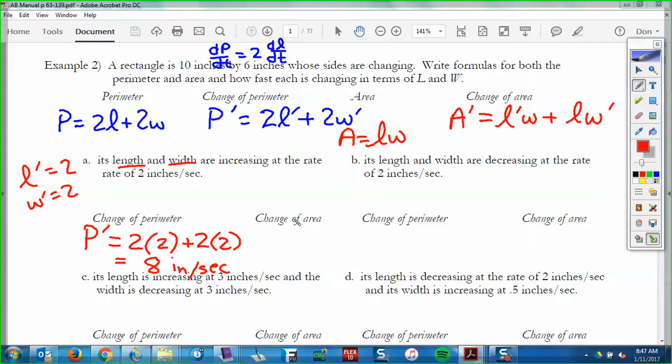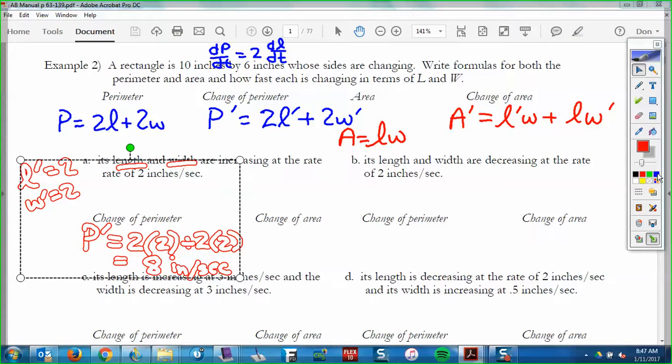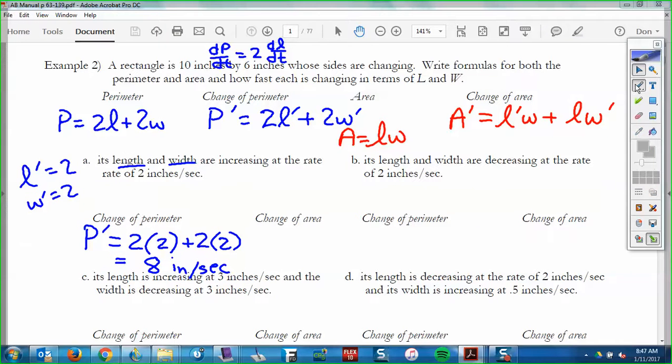Okay, what's the change in area? I should use blue for that. All right, what's the change in area? That's A prime equals L prime would be 2 W plus L times 2, right? I just put a 2. Oh, we need something for L and W. Oh, wait, right up here.